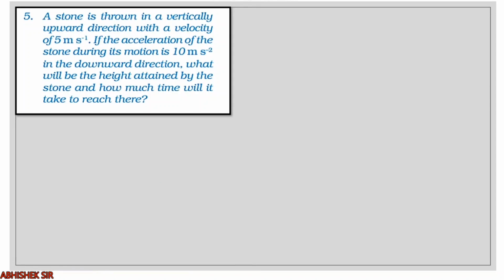A stone is thrown in a vertically upward direction. See, just remember, the stone is thrown vertically upward. That means initially you give some velocity to the stone. The stone will reach a height, then the velocity will become 0 and then it will fall down. Okay. So whatever height the stone has achieved, that will be its distance traveled. Now acceleration in the downward direction is given, that means we have to take minus. Height attained will be our total distance. How much time t we will find.